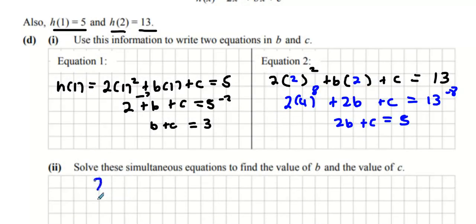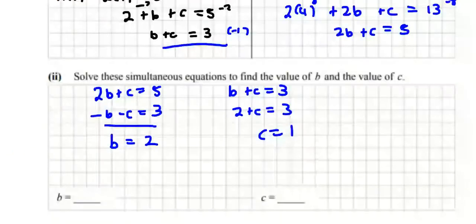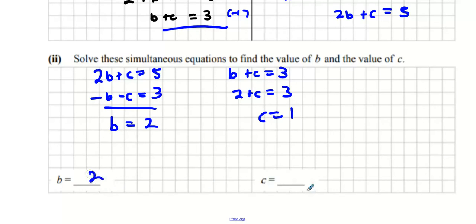Solve the simultaneous equations, so 2b plus c equals 5. Multiply the other one by minus 1, and you get minus b minus c equals minus 3. Then you're going to get b equals 2. And if you know b equals 2, you know that b plus c equals 3. So if b equals 2, this must mean c's got to equal 1. So b and c are 2 and 1 respectively.